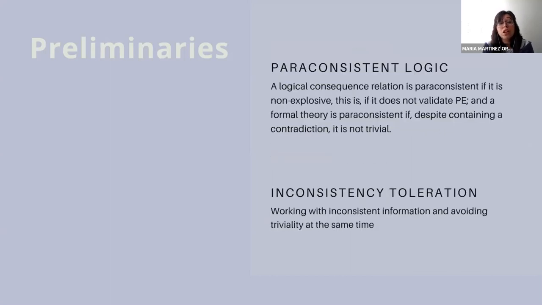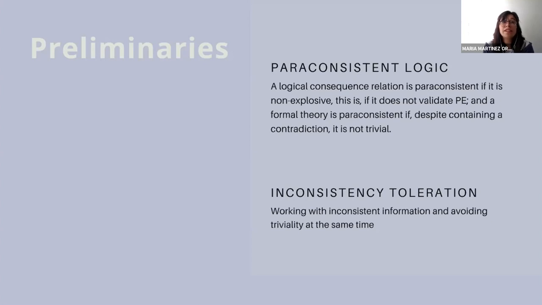A paraconsistent logic can be characterized in the following way. A logical consequence relation is paraconsistent if it is non-explosive, that is, if it does not validate the principle of explosion. And a formal theory is paraconsistent if, despite containing a contradiction, it is not trivial. Inconsistency toleration, very broadly, is the ability of working with inconsistent information and avoiding triviality at the same time.